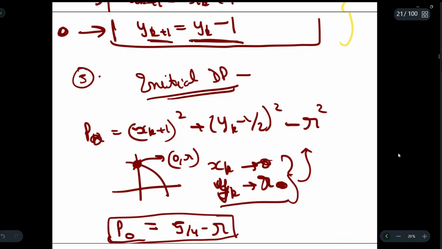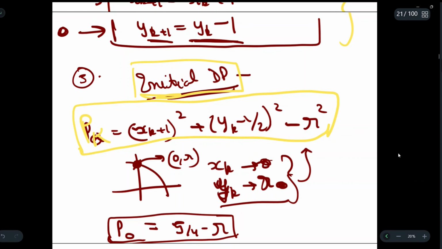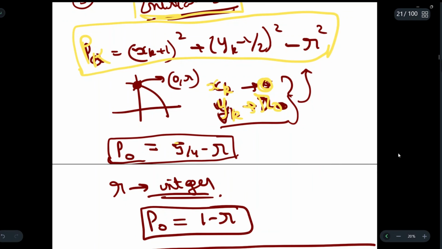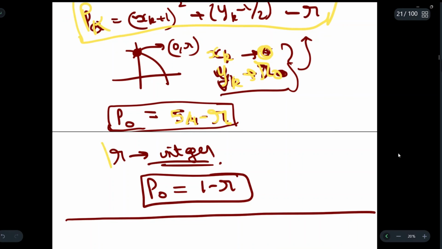Then lastly, we found out the initial decision parameter. We took pk and wrote the value of pk as this, as we had taken for the decision parameter. Then we wrote the value of pk by simply substituting the value of xk as 0 and yk as r. On doing that, we will get the value of p naught, that is the initial decision parameter, as 5 by 4 minus r. And always remember that whenever r is given as an integer in a question, then you will take the value of initial decision parameter as 1 minus r.